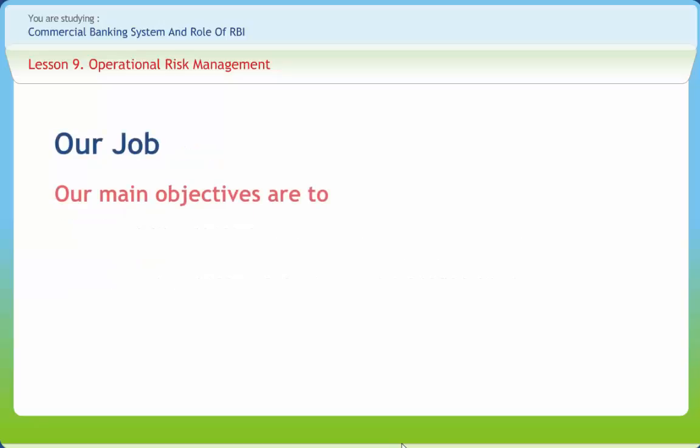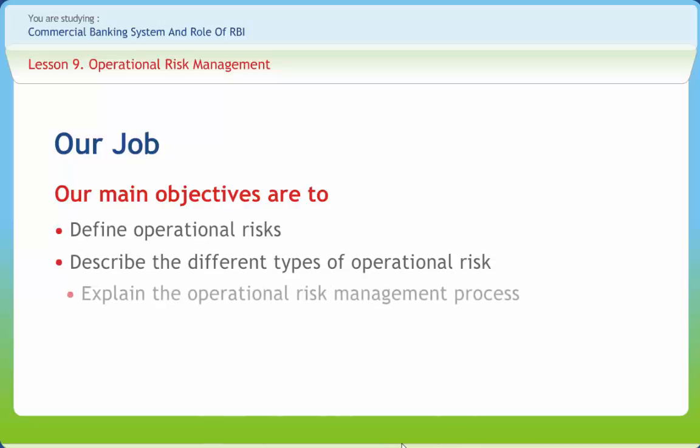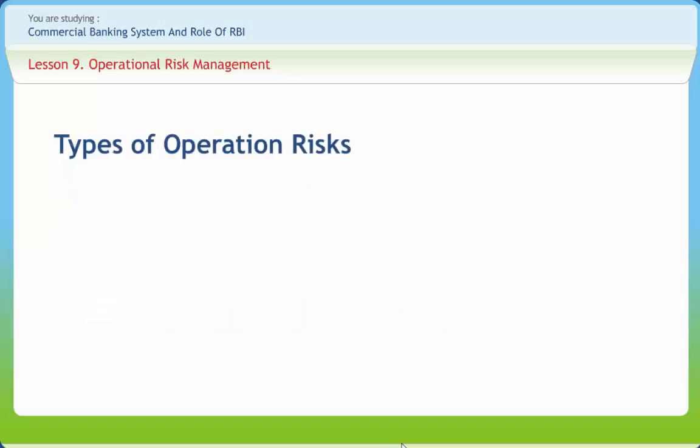It follows from the previous slide that after studying this lesson, you should be able to define operational risks, describe the different types of operational risk, explain the operational risk management process, make risk assessment and risk identification. Various categories of operational risks have been found to be predominant in the banking sector.